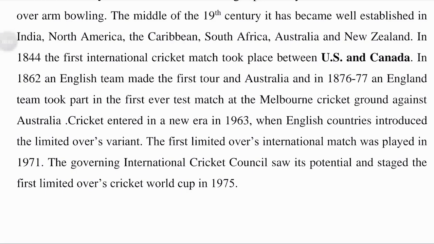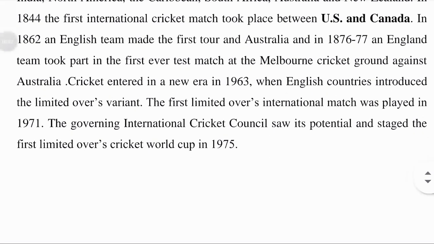In 1844, the first international cricket match took place between the USA and Canada. This means the first ever international cricket game was played between the United States and Canada in 1844. The match was played at the grounds of the St. George Cricket Club in New York.